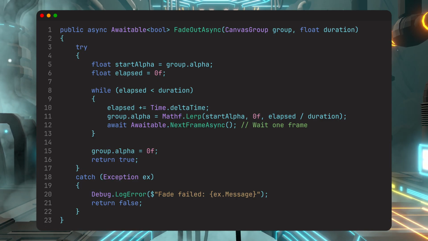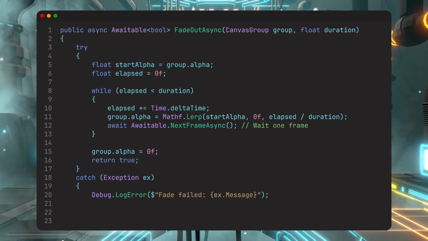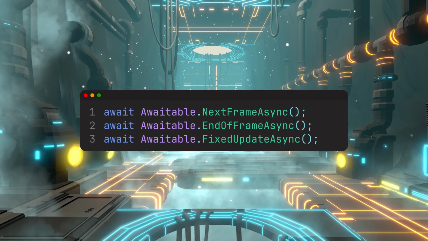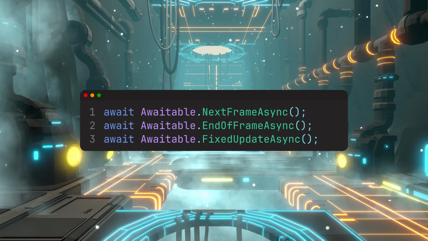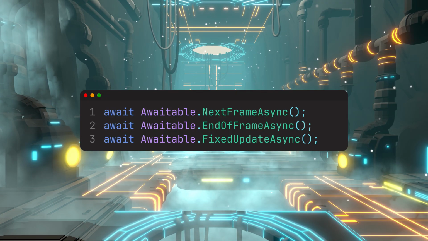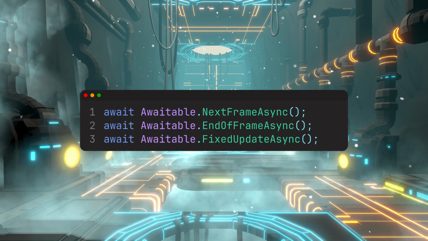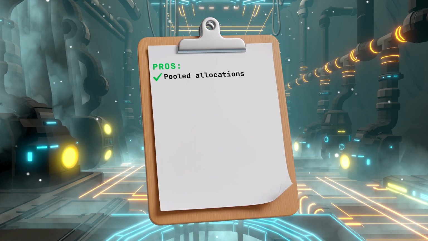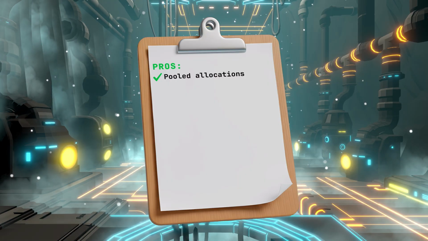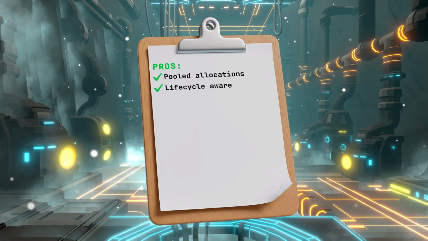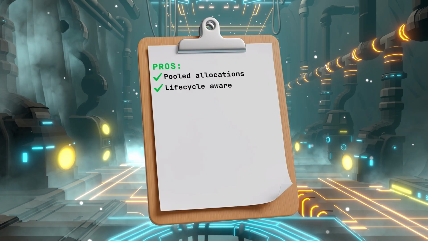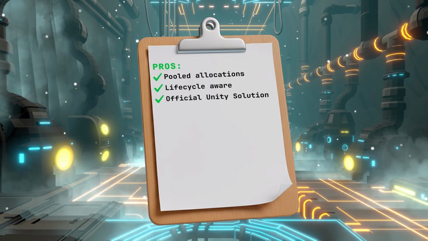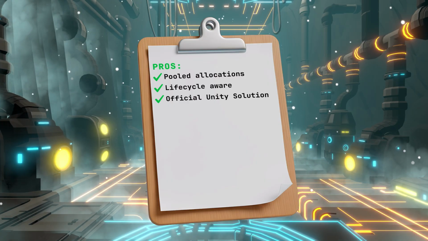Here's what you need to know about Awaitable. It provides functionality similar to coroutines. Await next frame async instead of yield return null, plus equivalence for wait for seconds and end of frame. But that's about it. It's coroutine-level functionality wrapped in async syntax. The pros are pooled allocations, which is better than standard tasks or coroutines. Built-in lifecycle awareness. Your async operations stay perfectly in sync with the update loop. And it's official Unity solution. No external dependencies, it's just there, just like coroutines.